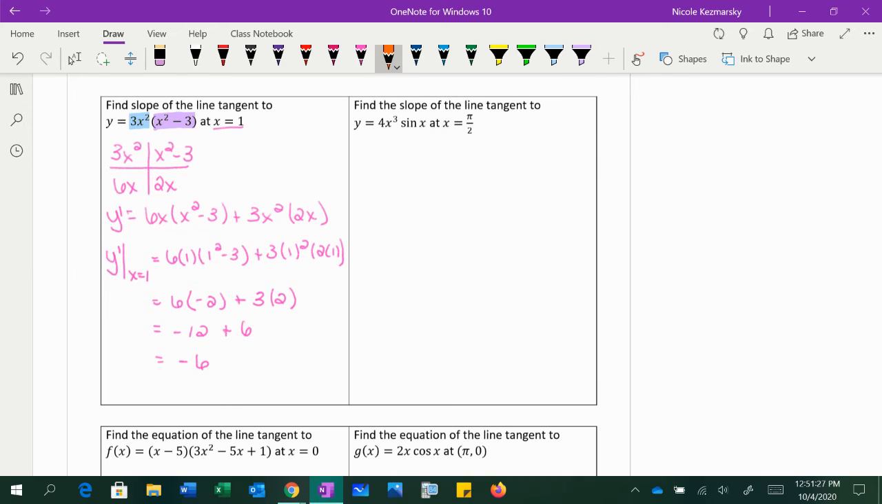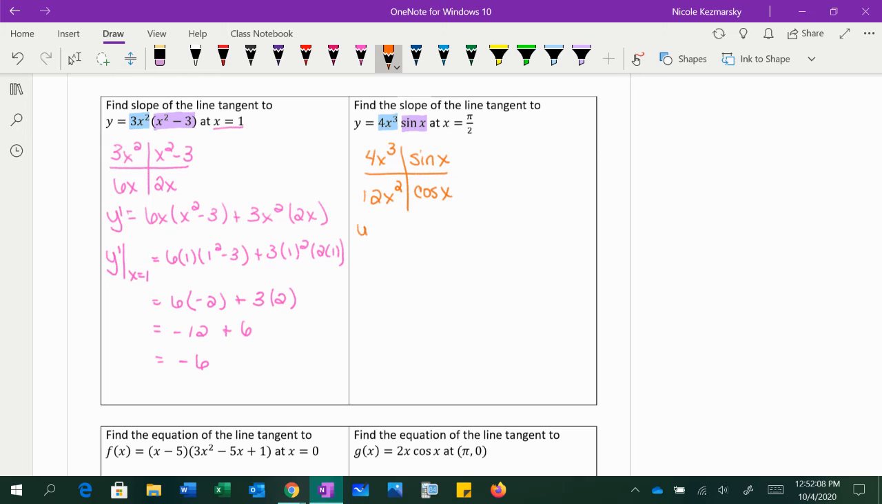Next example, same thing. So we're finding the slope. Slope means derivative. So we've got to take a derivative of our function. We're looking for two spots that have x's that get multiplied together. So this is 4x cubed times sine of x. So 4x cubed is going to be our first function, and sine of x is going to be our second. So to set up our box, we're going to have 4x cubed in the upper left, sine in the upper right. The derivative of 4x cubed, 4 times 3 is 12, and then reduce your exponent by 1, so x squared. Derivative of sine is cosine of x.